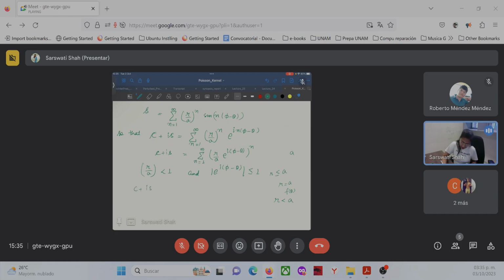So C plus iota S is equal to summation n varying from 1 to infinite, r over a e to the power iota phi minus theta, whole to the power n. This condition is basically coming because at r equals a, we have the solution u of a comma theta equal to f of theta, because this is the boundary condition which we have provided in the beginning of the problem. So that's why we are taking the general solution for the case when r is less than a. It is not equal to a, because as soon as r is equal to a, we have the defined solution. So every step should be very clear.